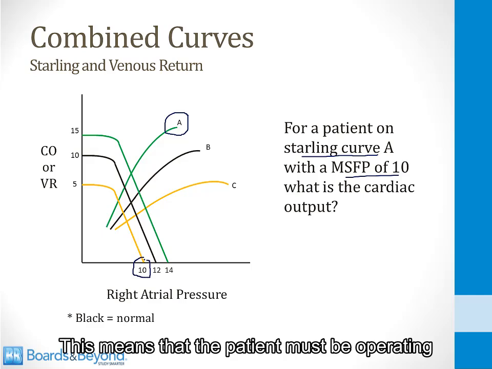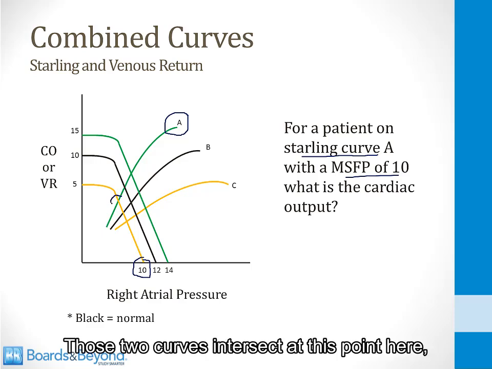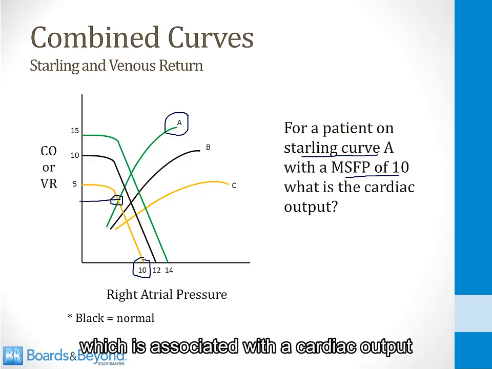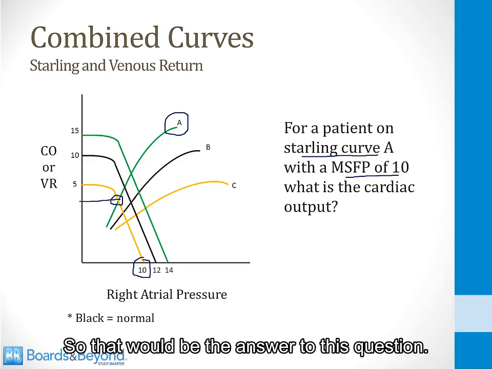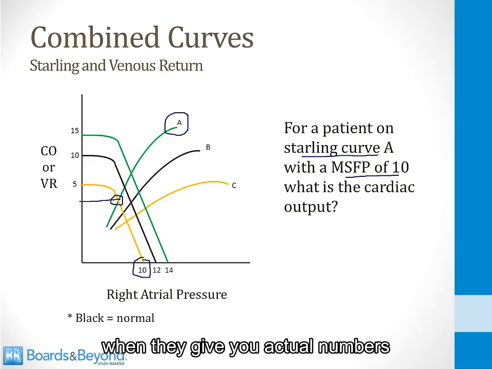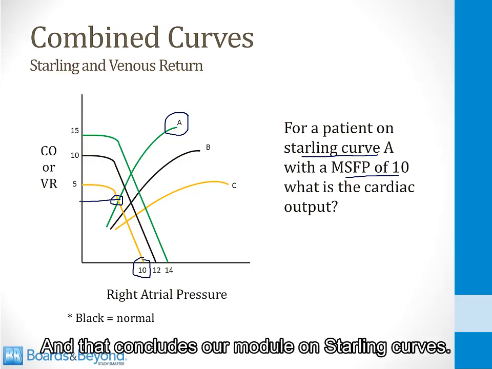This means that the patient must be operating on the yellow venous return curve. Those two curves intersect at this point here, which is associated with a cardiac output a little less than 5, so that would be the answer to this question. And this is how you solve problems when they give you actual numbers to define the Starling and venous return curves. And that concludes our module on Starling curves.